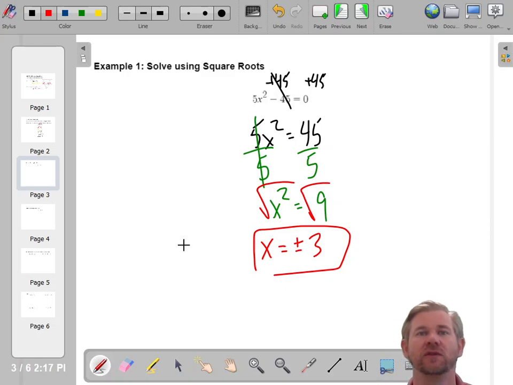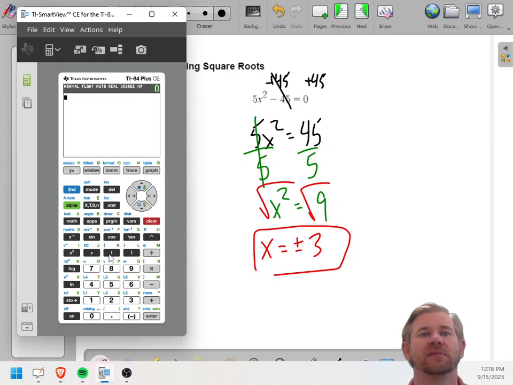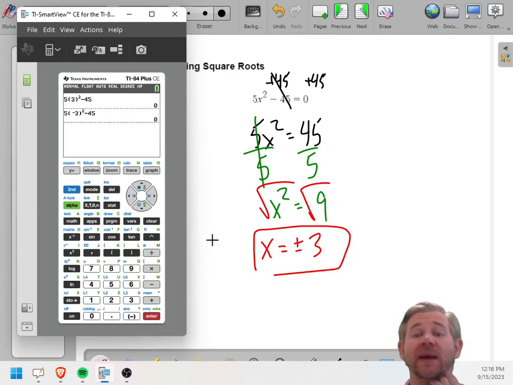And I'll show you, if you check it, and I'm just going to plug it in the calculator, like we've done a million times, 5 times 3 squared minus 45. If I plug it in the left side, I should get 0. Yep. And then 5 times negative 3 squared, because a negative times a negative is going to be a positive, it's going to come out to be the same. Also get 0. There are two answers. You must have both, plus or minus 3.